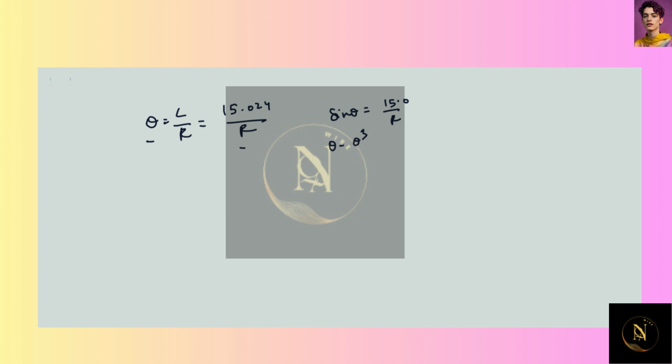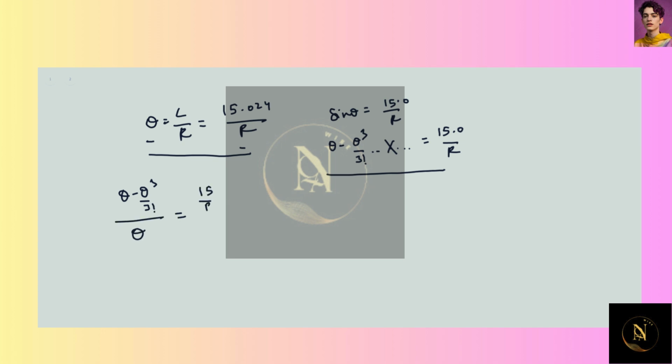Sine theta is equal to theta minus theta cubed by 3 factorial. If you remember the expansion of sine theta, there are a bunch of terms after this, which we are going to ignore. Now, let's divide this equation by this equation. That gives us (theta minus theta cube by 3 factorial) divided by theta is equal to 15 by r divided by 15.024 by r, which gives us 1 minus theta squared by 6 is equal to 15 divided by 15.024. By juggling it a bit, we see that theta squared by 6 is equal to 0.024 by 15.024.